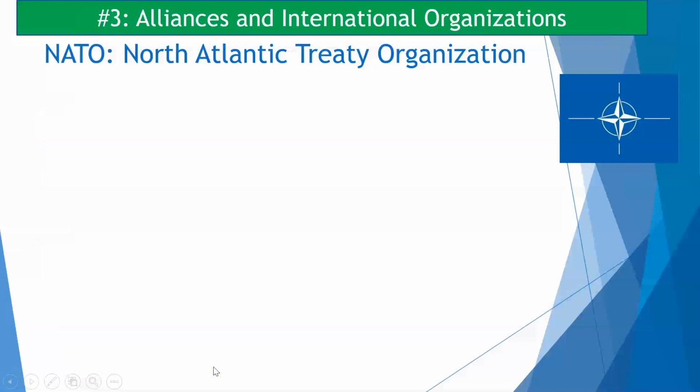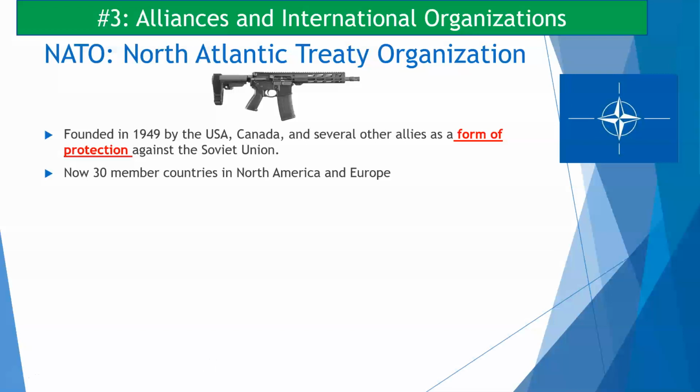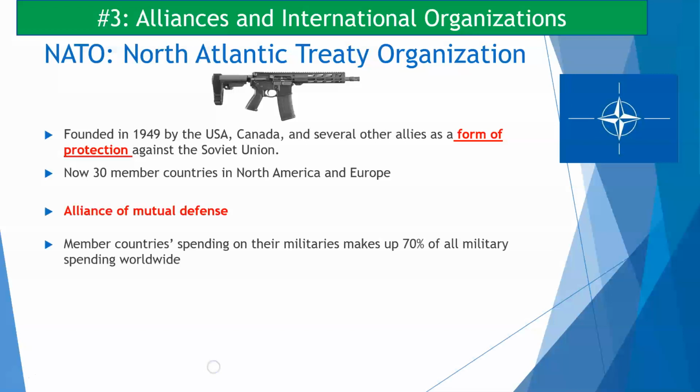Another alliance was the North Atlantic Treaty Organization, which also still exists today. Founded in 1949 by the United States, Canada, and several other allies as a form of protection against the Soviet Union. Now 30 member countries in North America and Europe are part of it. And this is not about peace. This is about protection. This is an alliance of mutual defense. These member countries' spending on their militaries make up 70% of all military spending worldwide. This is just in case the Soviet Union attacks us, we've got somebody on our back.